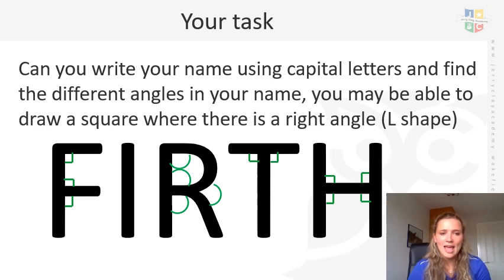So for example, on the F, I've got 3 right angles. There aren't any on the I. On the R, we've got 1, 2, 3, 4 angles. On the T, we've got 2 right angles, and on the H, we've got 4 right angles. So why don't you have a go now at writing your name in capital letters and see if you can find the angles in the letters in your name.